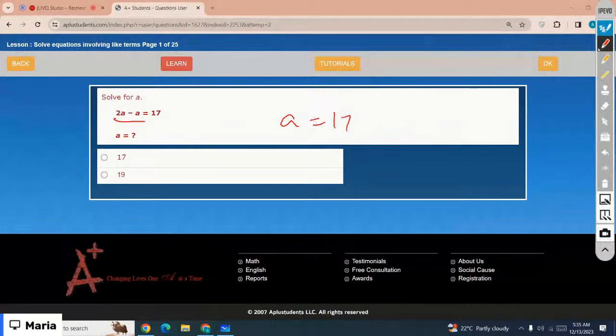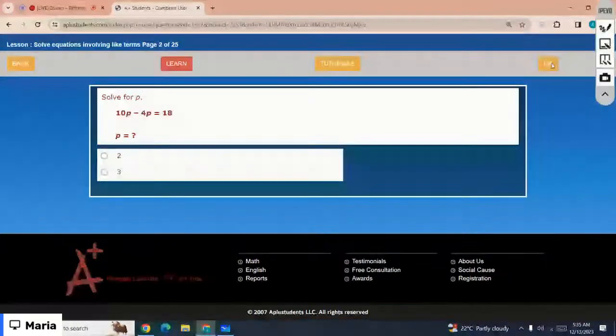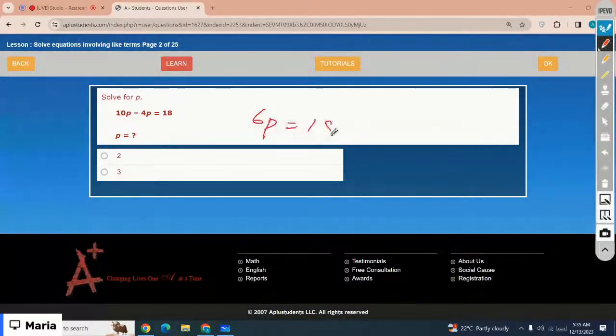10p minus 4p equals 18. So which is the correct option? 10p minus 4p is 6p, and 6p equals 18. Divide both sides by 6, and then 6 times 3 is 18. So p equals 3. The correct option is 3.